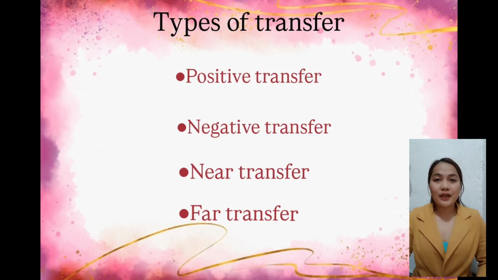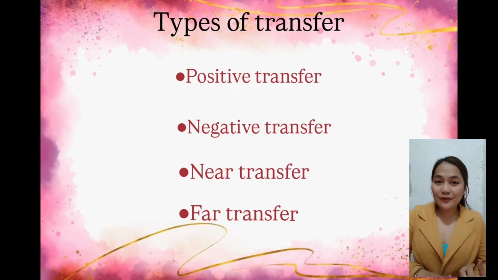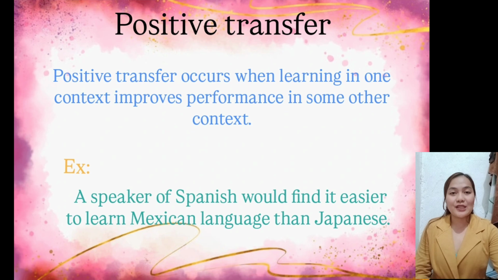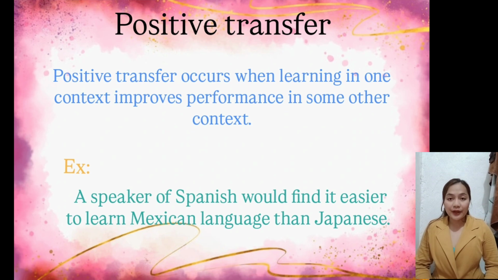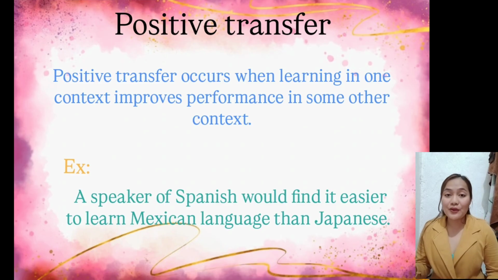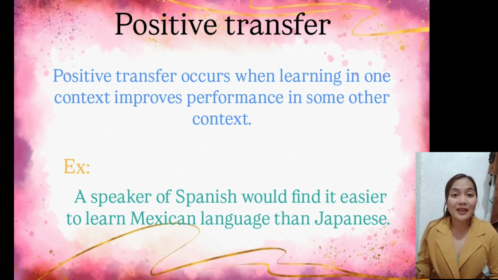The types of transfer are positive transfer, negative transfer, near transfer, and far transfer. The first type of transfer is positive transfer. Positive transfer occurs when learning in one context improves performance in some other context. For example, if you speak Spanish, it will be easier to learn Mexican than to learn Japanese because Spanish and Mexican share similar words and grammar. Positive transfer is when something you already know makes it easier to learn something new. It is like your previous knowledge helps you do better in a new situation.